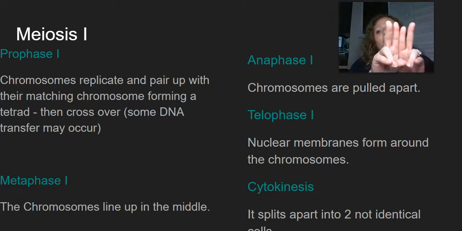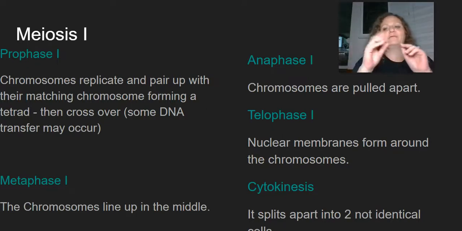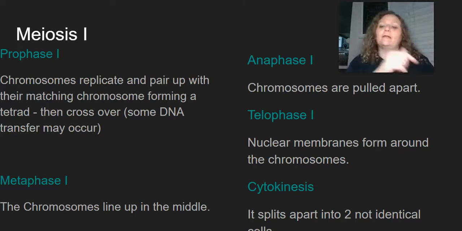During this phase where they're all lined up like this, sometimes they can actually cross over. When they cross over, sometimes they swap DNA. So you actually end up with DNA from one chromosome on another chromosome. This gives us infinite possibilities when it comes to genetic variation. We're going to find out a little bit later how important that is.